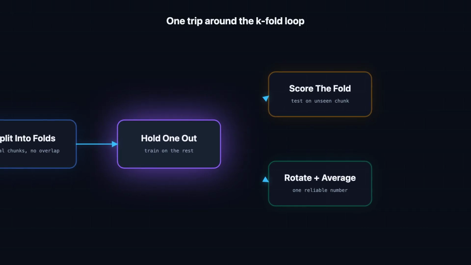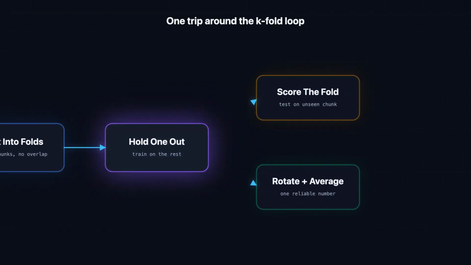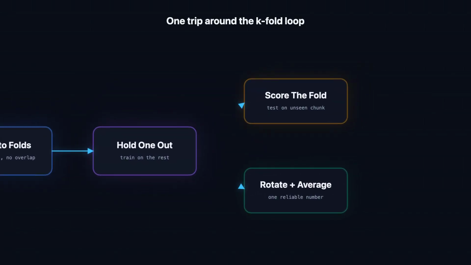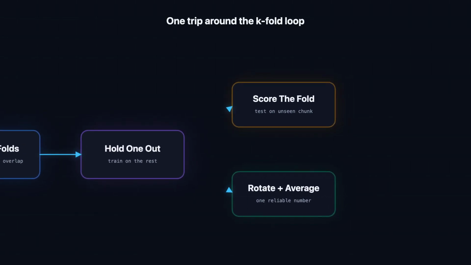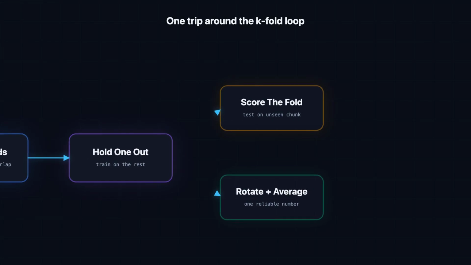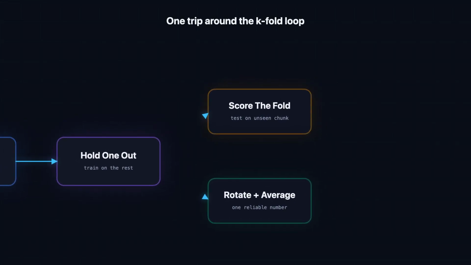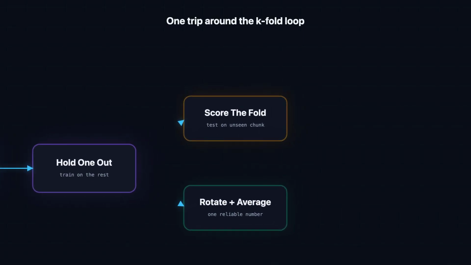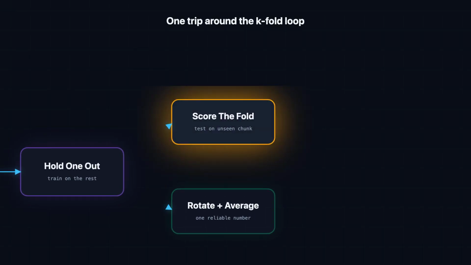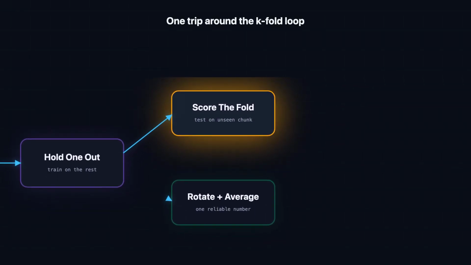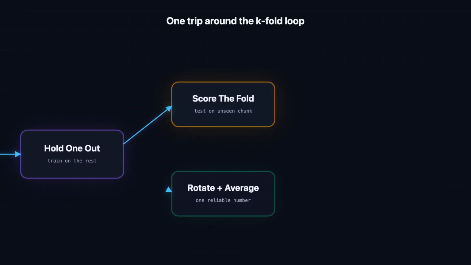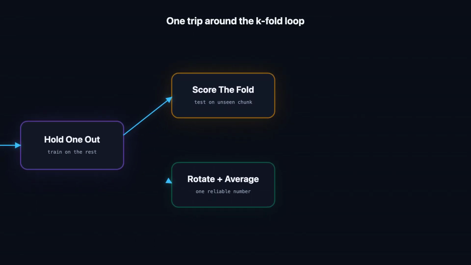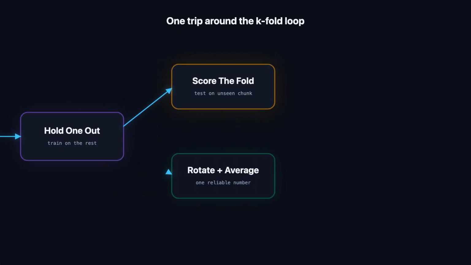Then you set one fold aside as the validation set and train the model on all the others combined. The model never once sees that held-out fold while it learns, so scoring on it afterward is a genuinely honest little test of how it handles unseen data. After training, you record how the model does on that one fold you kept back. That gives you a single score for this round, but here's the whole trick.